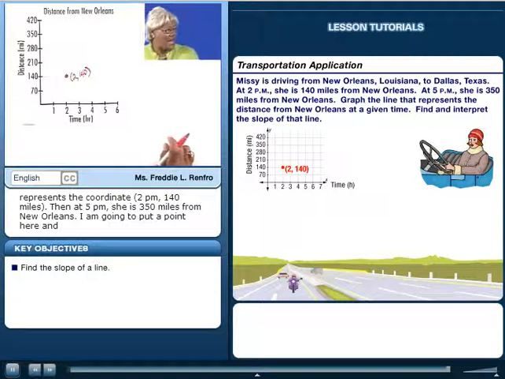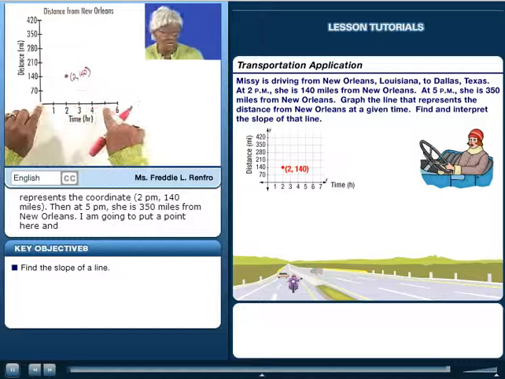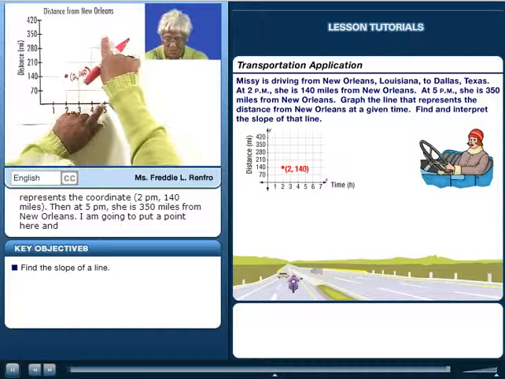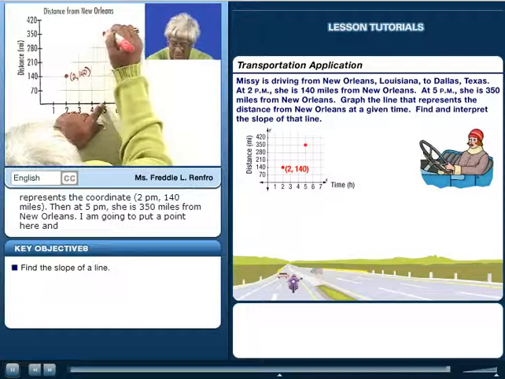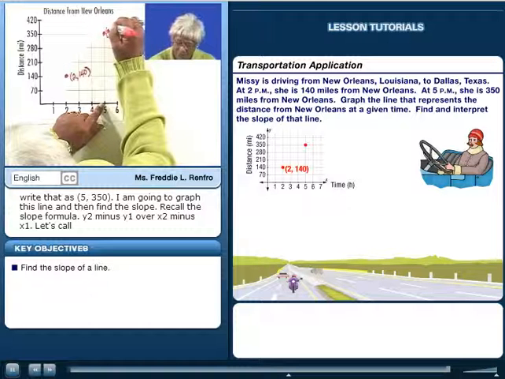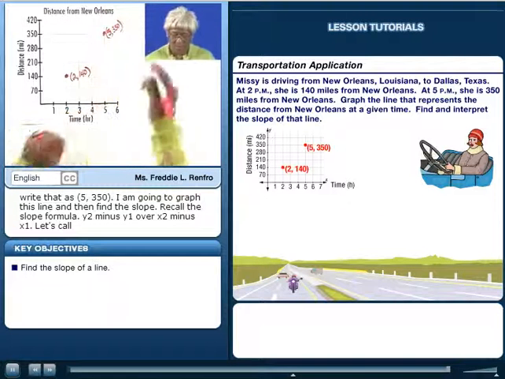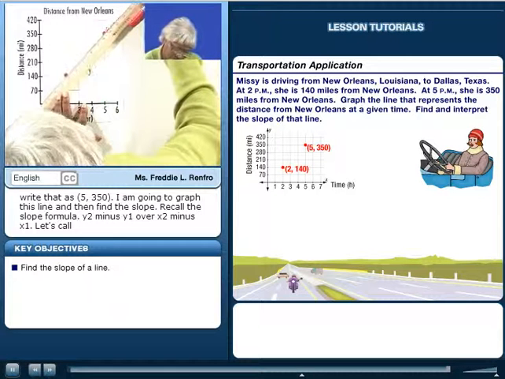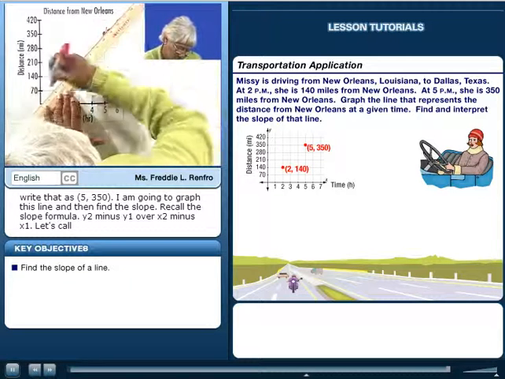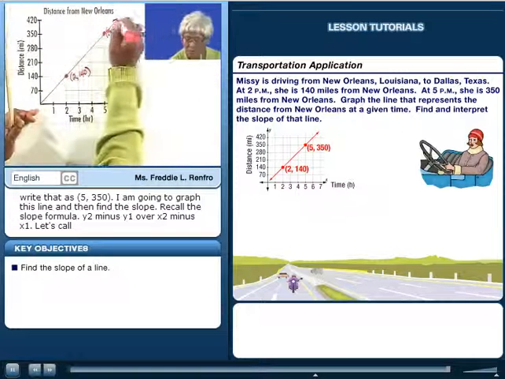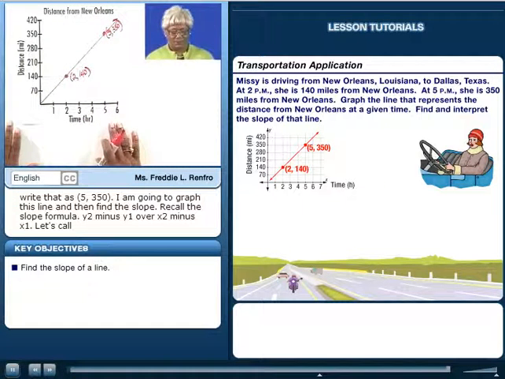And then at 5 p.m., she is 350 miles from New Orleans. So I'm going to put a point here and write that as 350. I'm going to graph this line. And then find the slope.